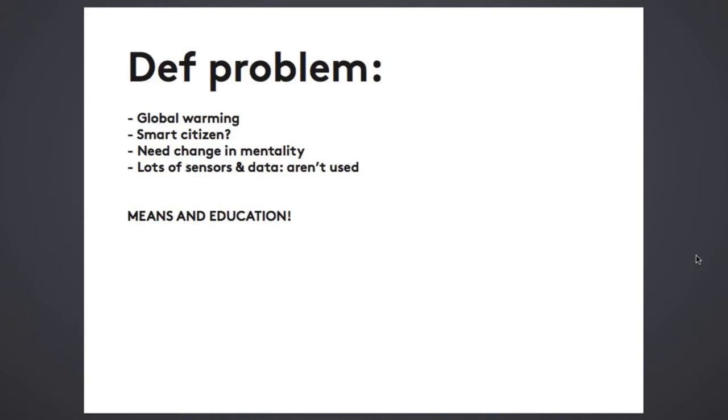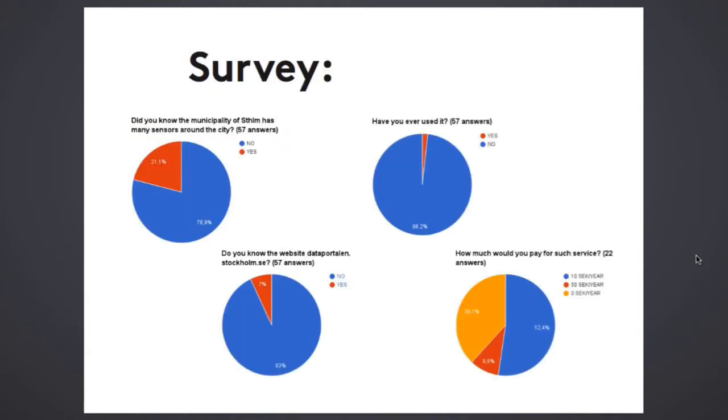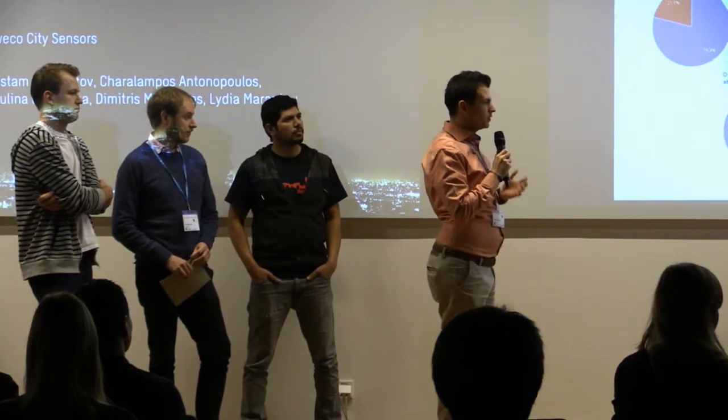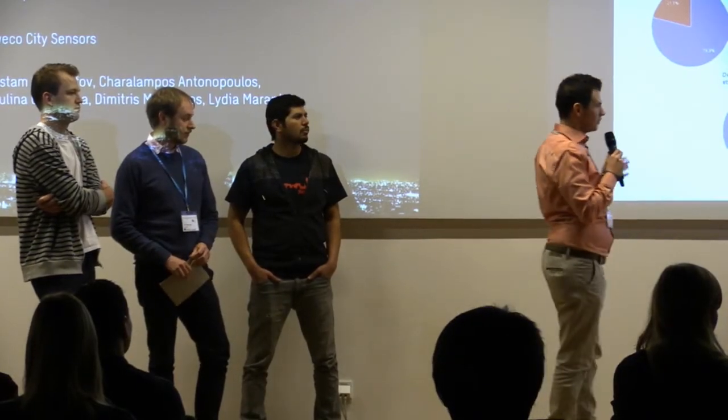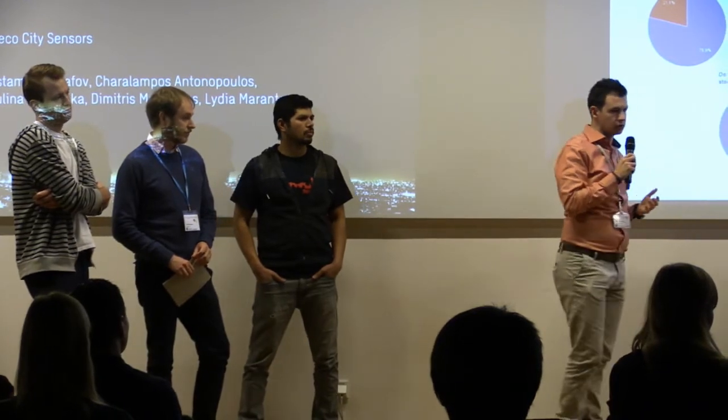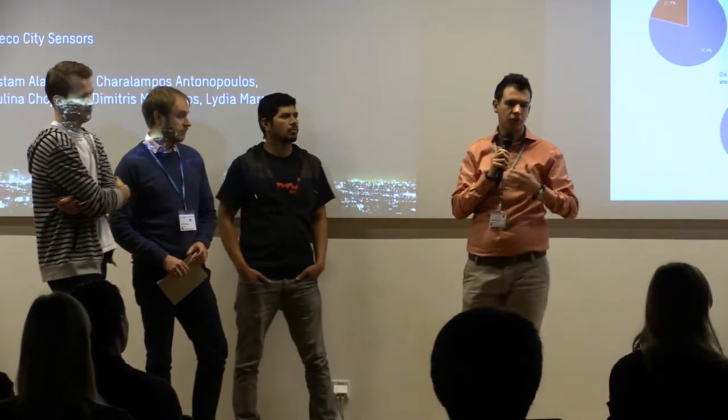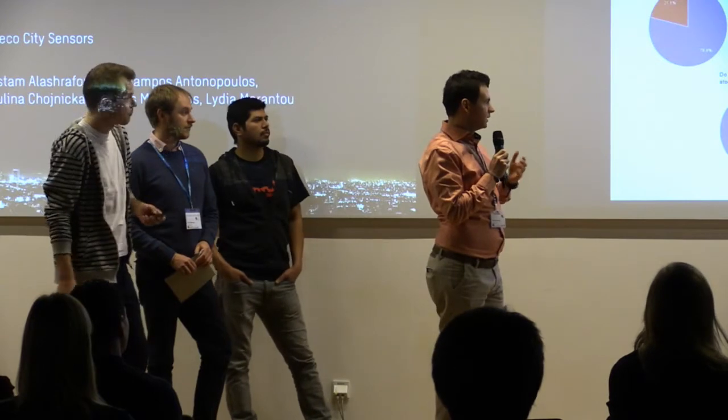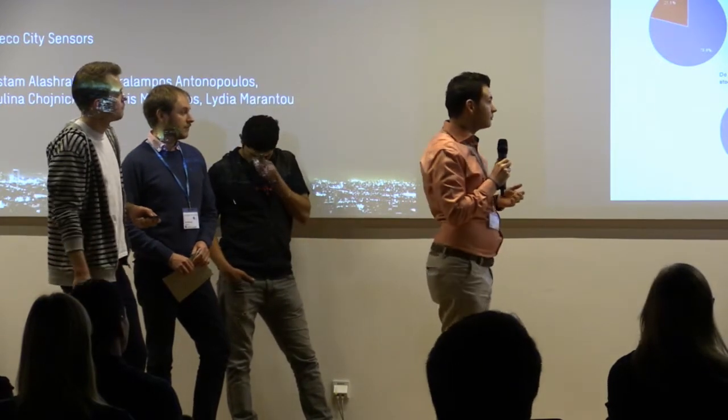So we started questioning if we have the means and if we have the education. So we did an online survey during these 24 hours, and guess what? We found that we have sensors. We already have a data portal, data.stockholm.se, but what? People don't use it. So why should we, at the beginning, spend money on implementing a new solution on what we already have? Why should we not deploy and exploit what we already have?